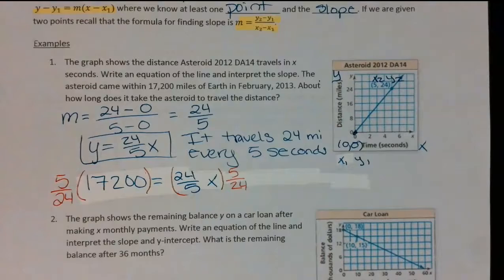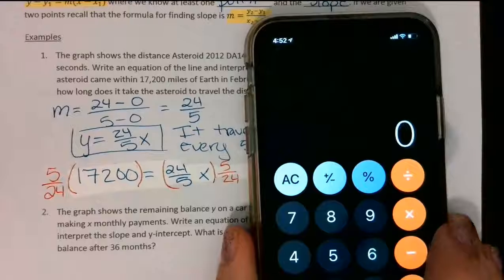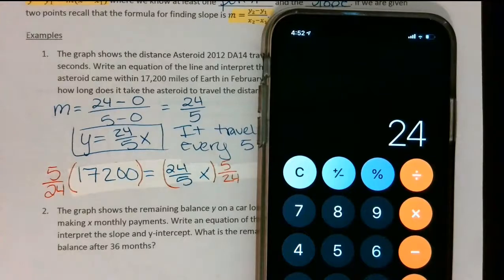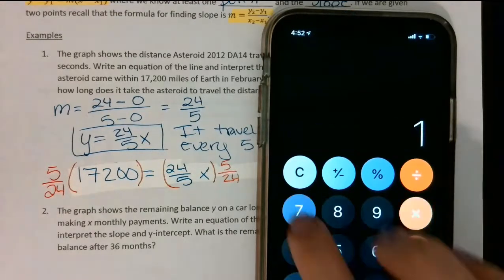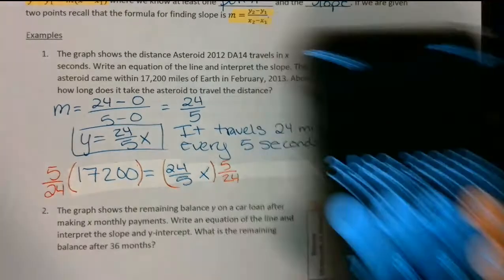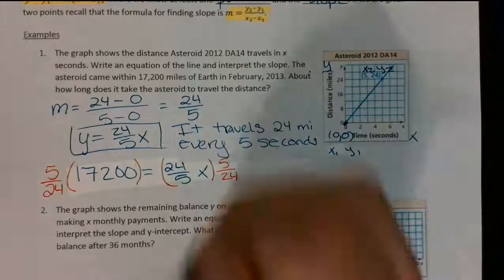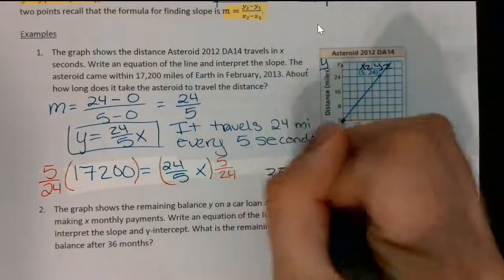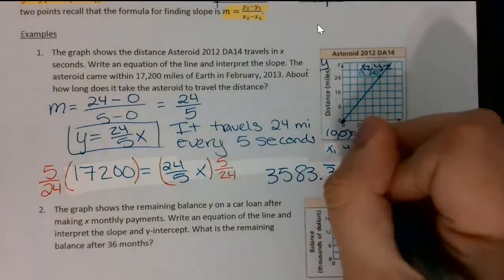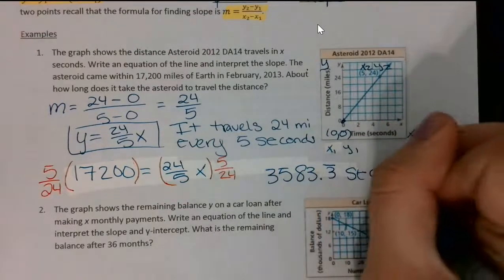Then what I want to do is, I might not have a graphing calculator at home, so I am going to show you on my phone calculator. You can also use Desmos as an alternative choice. So I'm going to do 5 divided by 24, because remember, fractions are the same thing as division, and then I am going to multiply by 17,200 to get an answer of 3,583.33. This was measured in seconds. So remember, since the 3 repeats, I can draw the line over it, and then I just say seconds.